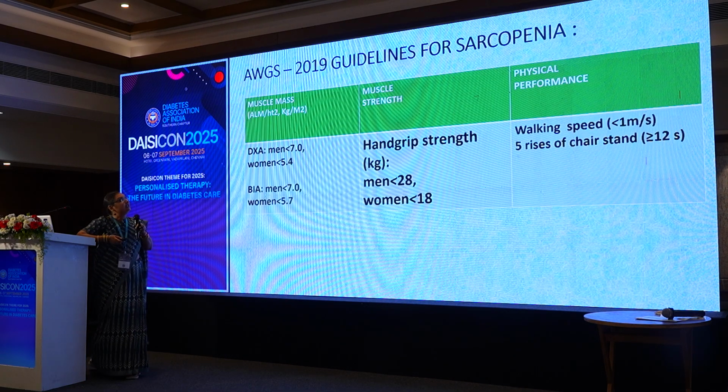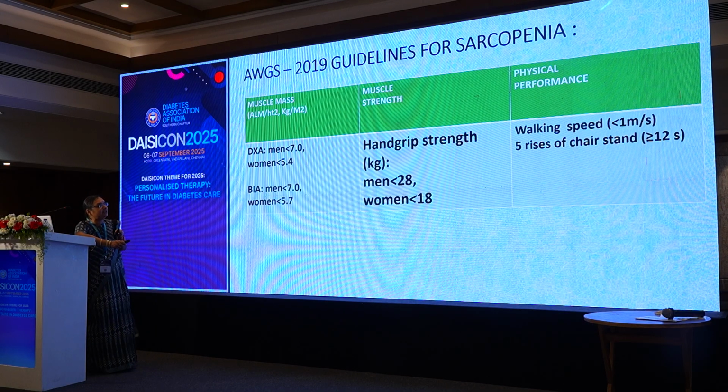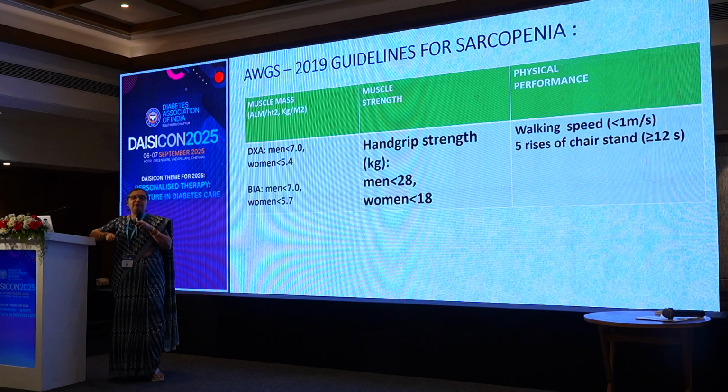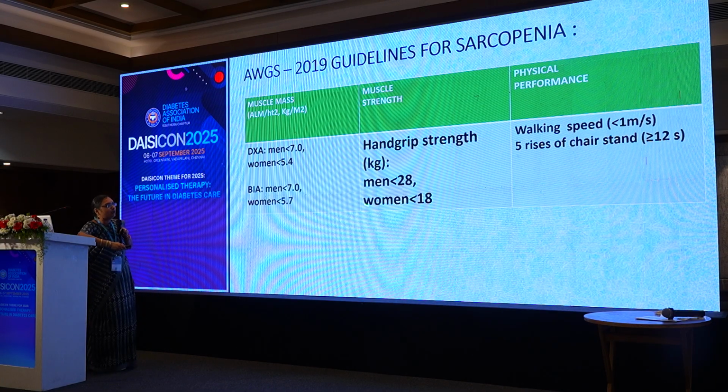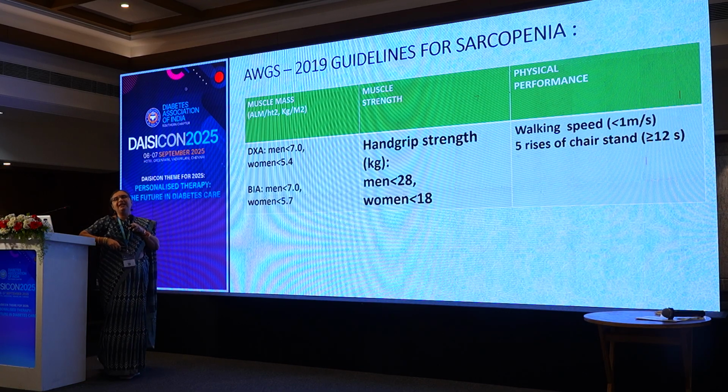So what do the Asian groups say about sarcopenia? The muscle strength, the hand grip strength using the dynamometer, is less than 28. We saw 30 is normal, even at 70 itself. Less than 28 kgs in men and 18 kgs in women, then we can take it as clinical sarcopenia.